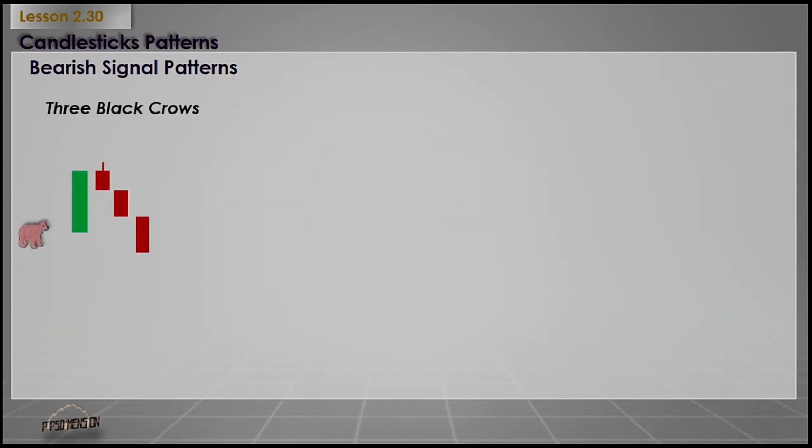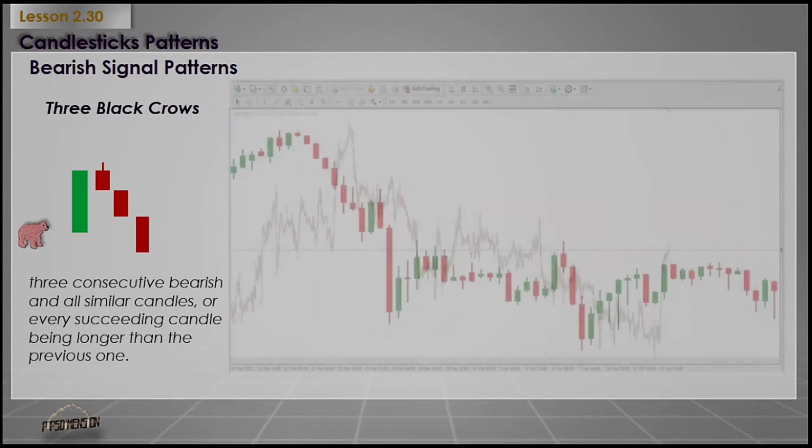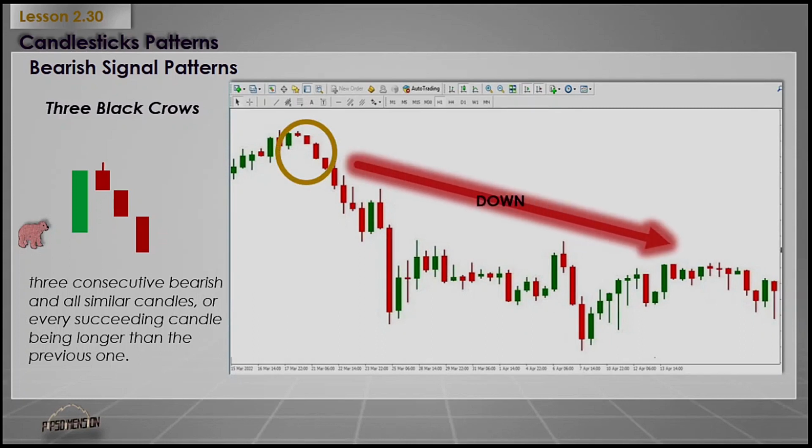3 black crows. This is opposite to the 3 white soldiers of the bullish candlestick pattern. You identify 3 consecutive bearish candles with every succeeding candle being longer than the previous one. Price opens at a position similar to the closing price of the previous candle. This pattern indicates a strong selling pressure for 3 consecutive periods. That clearly confirms that there's going to be a downtrend.